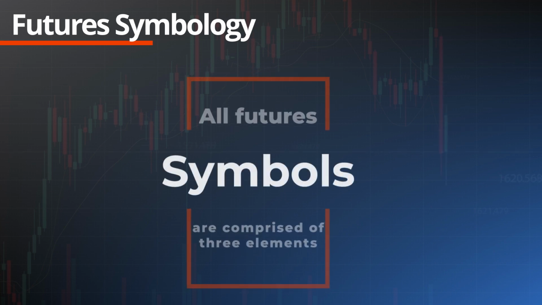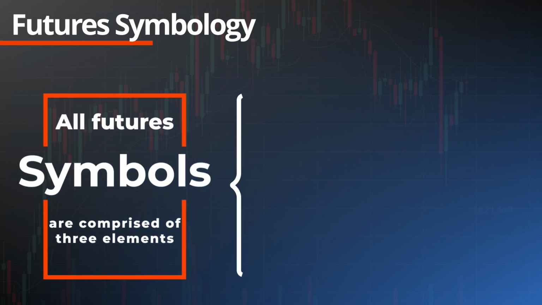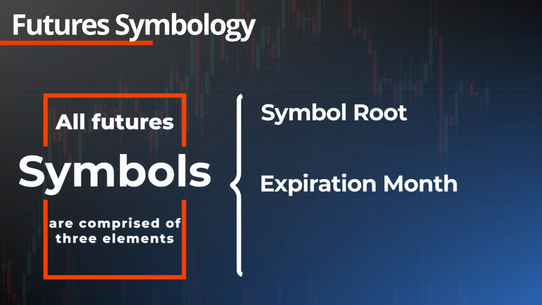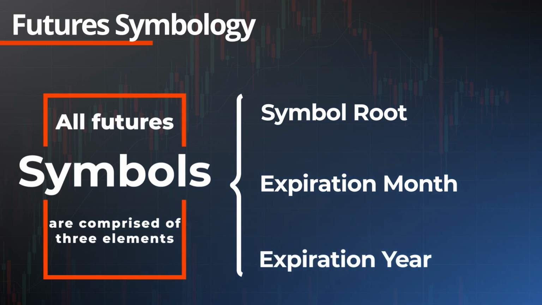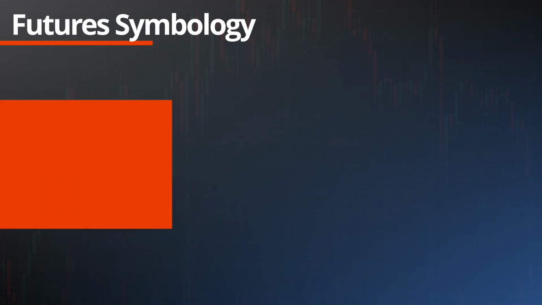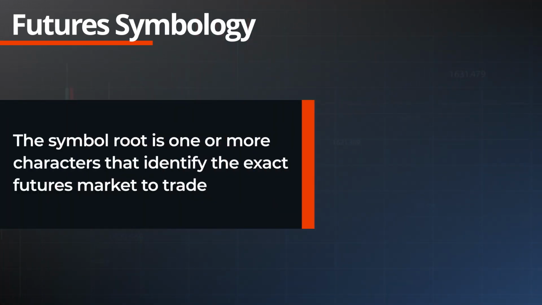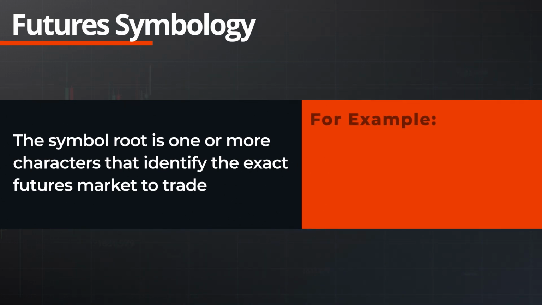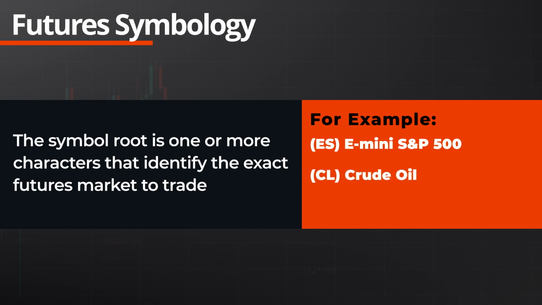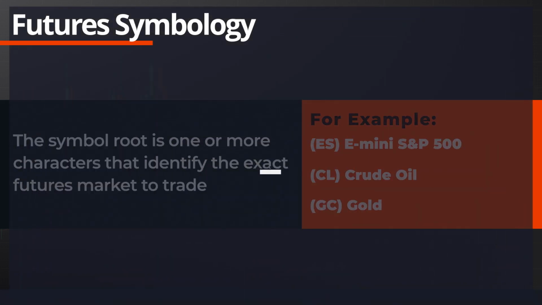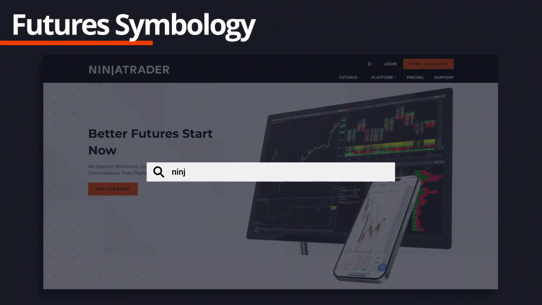All futures symbols are comprised of three elements: the symbol root, the contract expiration month, and the contract expiration year. The symbol root is one or more characters that identify the exact futures market to trade. For example, ES, the E-mini S&P 500, CL, crude oil, GC, gold, and all the others. The symbol roots for all markets can be found on the NinjaTrader website.